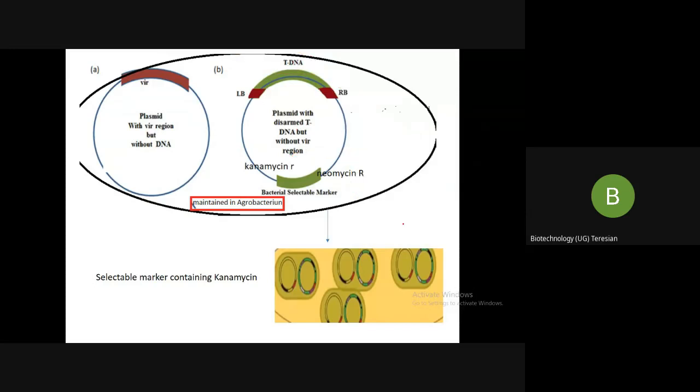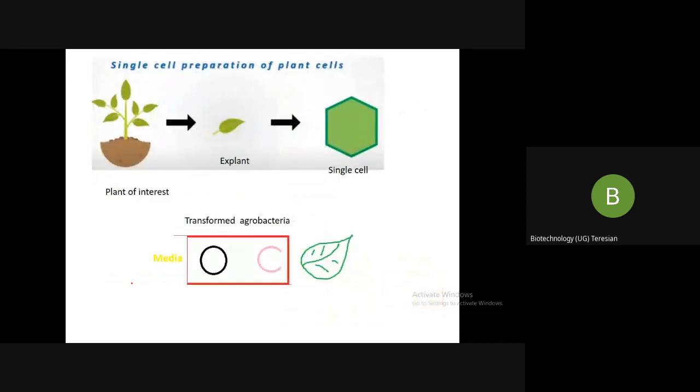Now, once again, as you did for your co-integrative vector, the next step is the selection. So we are adding this agrobacterium. We don't know whether it is being transformed or it is untransformed. Whatever may be, we take all the manipulated agrobacterium and put it into a media which is containing the kanamycin. So your kanamycin is acting as a selectable marker.